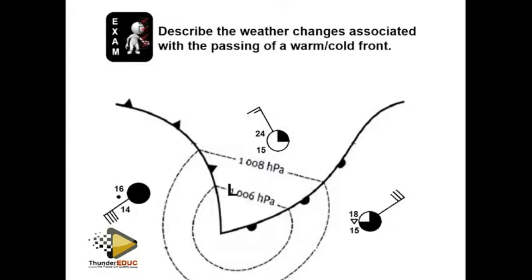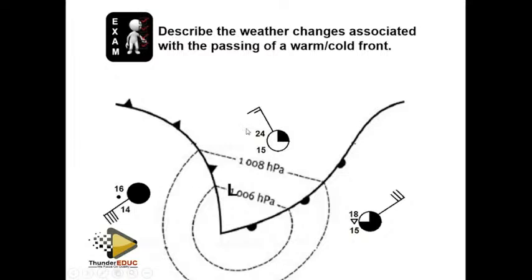So if they tell you to describe the weather conditions that are experienced here, what do we use? We use the station model. And this station model is clearly depicting the conditions. You see here in the warm sector, the wind direction is northwest. Here we said is southwest.